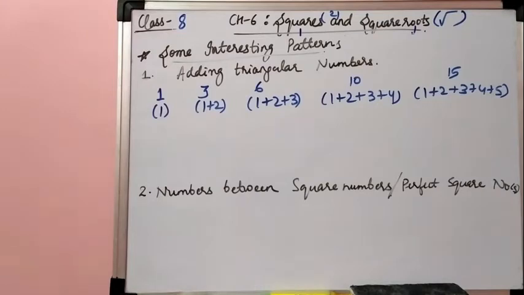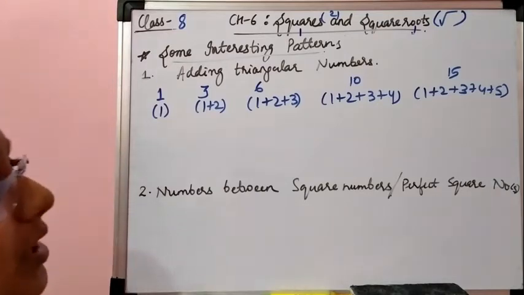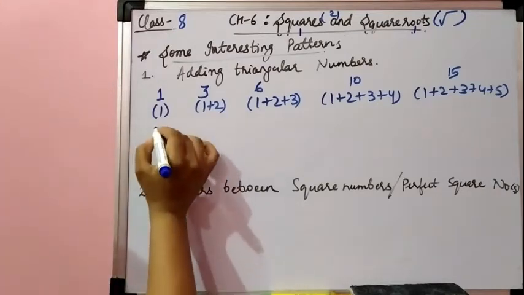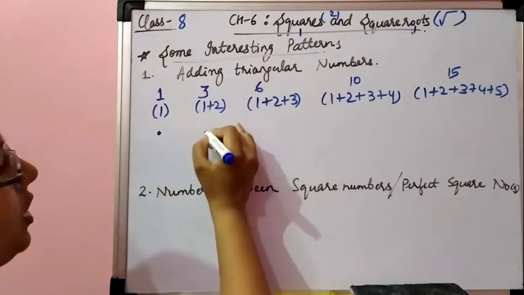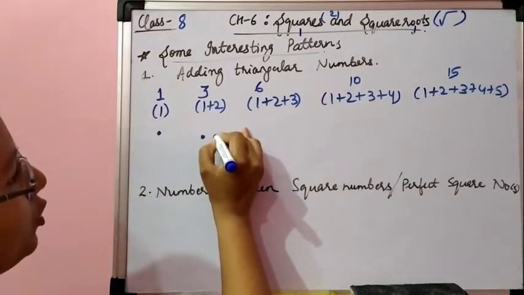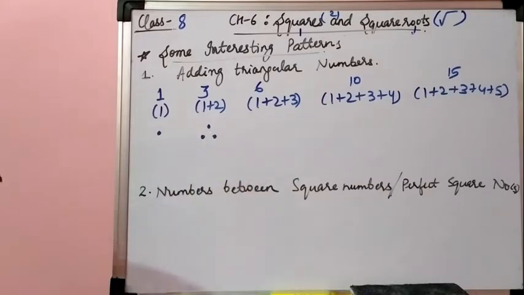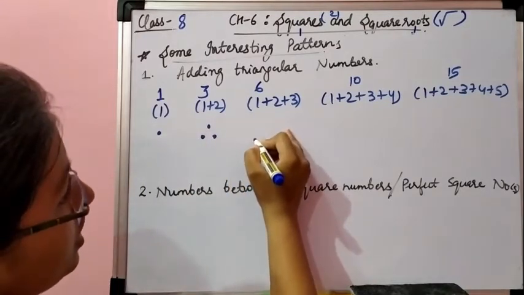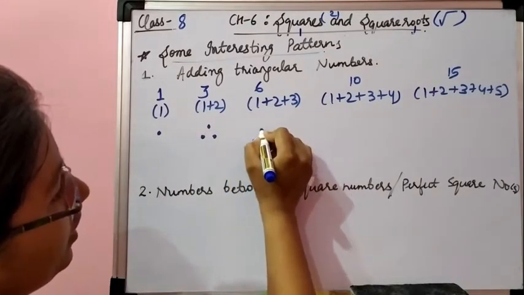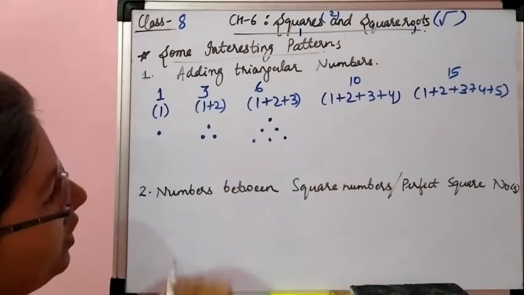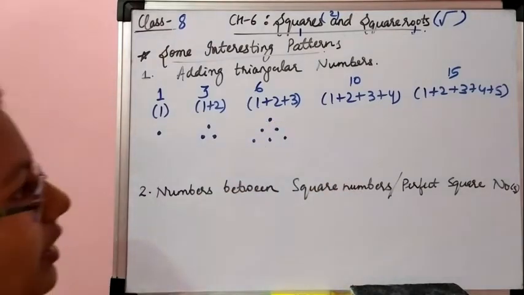Now why are they named triangular numbers? Why did we name them triangular numbers? Let's see. This is 1 dot. Now 2 plus 1. This is forming a triangle. Now see, 3 plus 2 plus 1. Again it is forming a triangle.